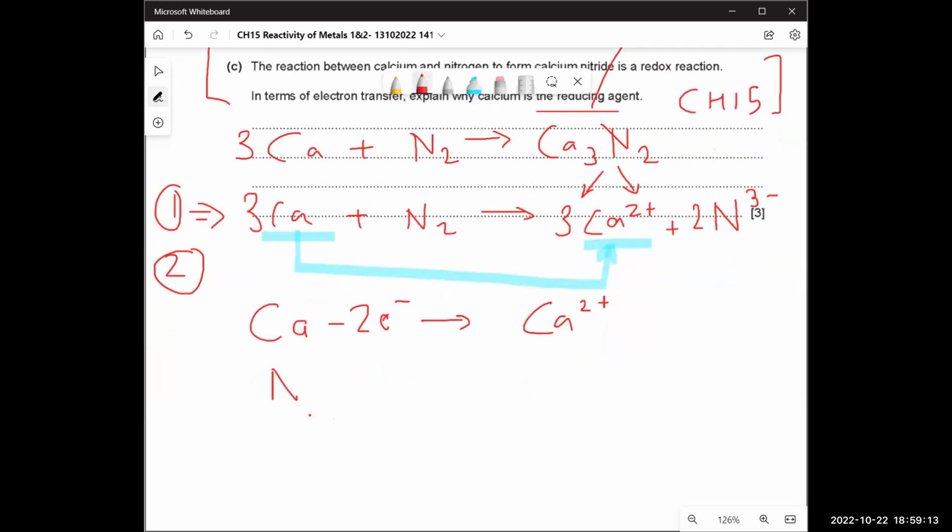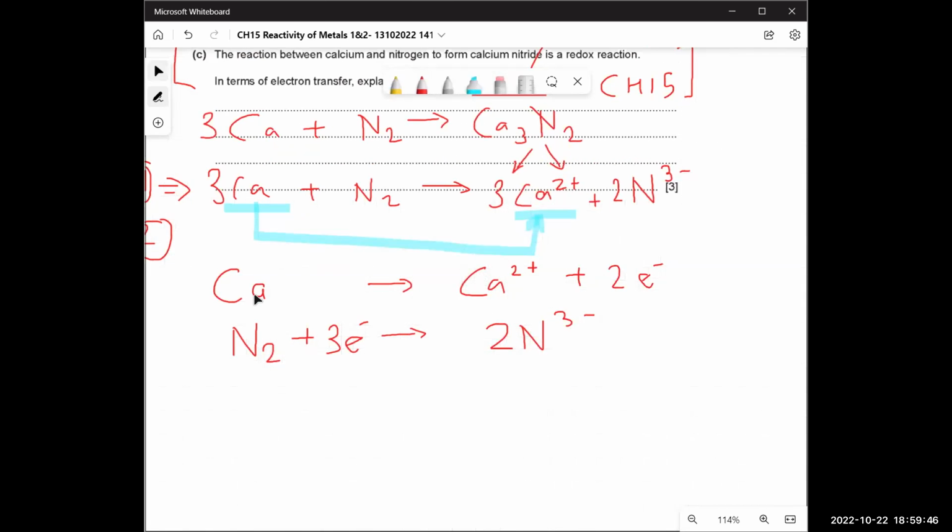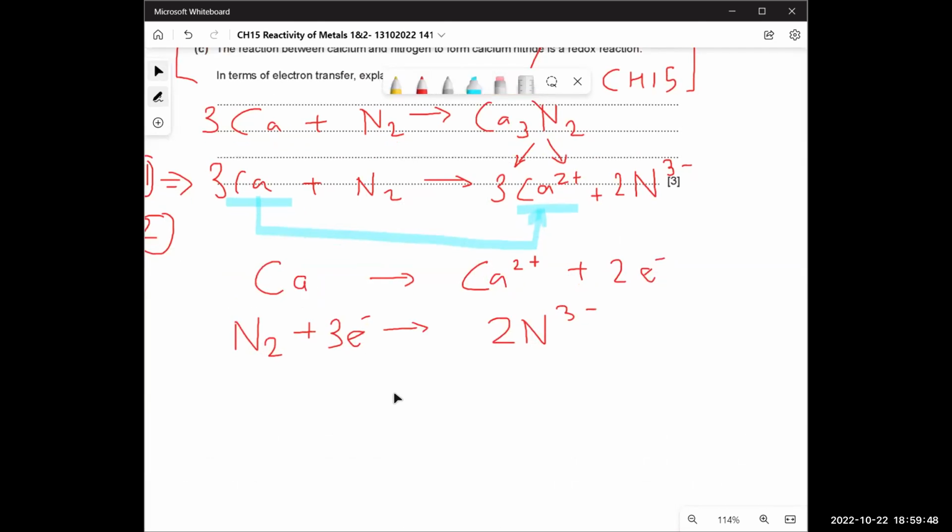Then we have N. Now this, is it losing electrons or gaining electrons, Tanya? Gaining. How many? 3. Okay, that's done. But one thing, I'll take this electron to the other side to make it look better. I did that actually. Good. Now this is what we have.